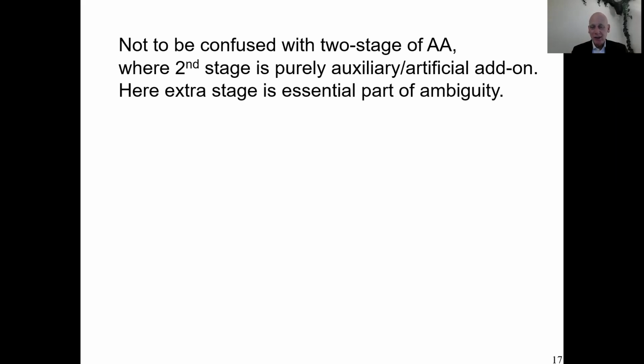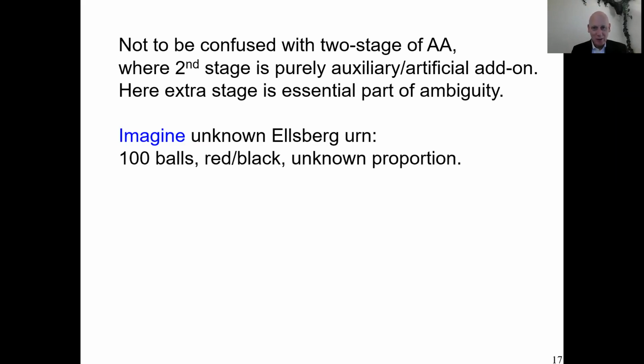Now here, the exogenous stage is used to capture and define ambiguity. So it's of central interest to us and of central interest in the modeling. So it's now a crucial part. I'll explain how it works in the Ellsberg urn, the unknown Ellsberg urn.